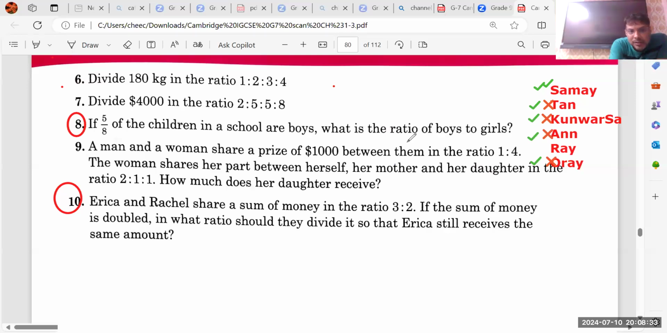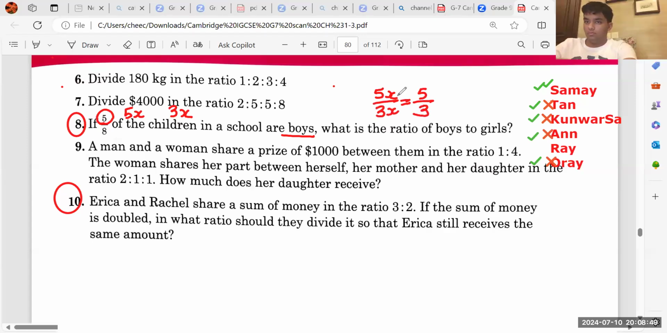So the eighth one, see, ratio of 5 by 8 are boys. So 5 are boys and means 5x are boys and 3x are girls. So the ratio will be 5x over 3x, which is 5 by 3. Isn't it? Yes, sir. You understood this question?